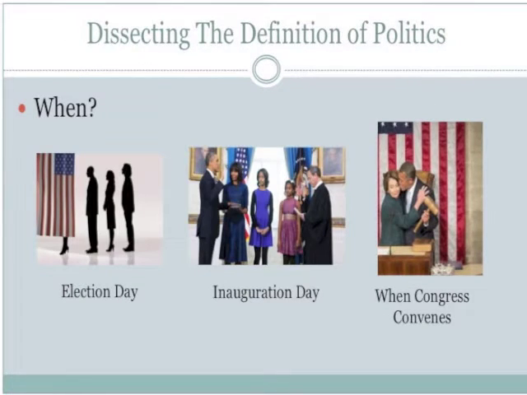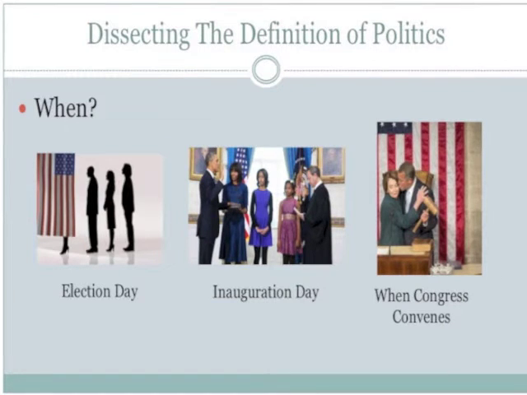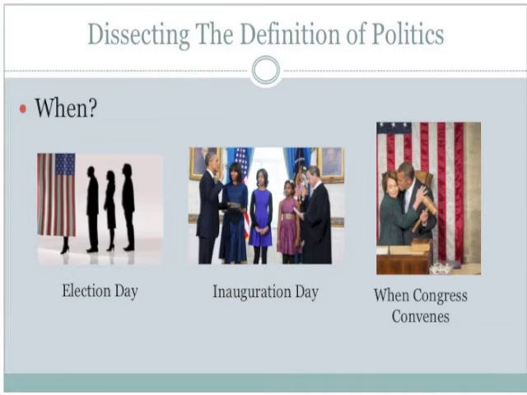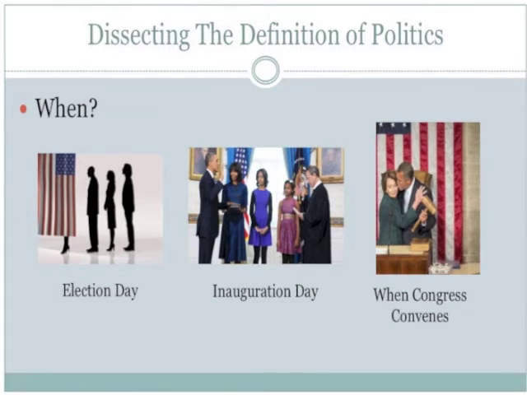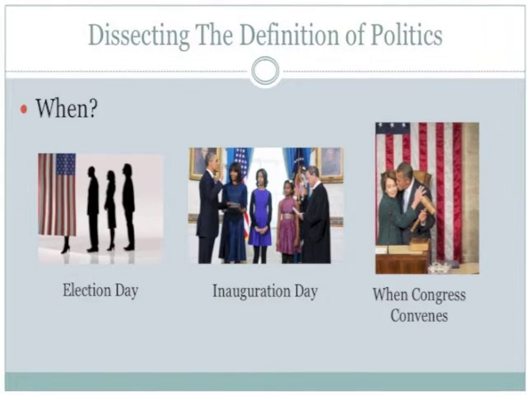The definition of politics also involves when power is wielded or when resources are distributed. For example, power can be determined on election day or after Congress convenes. This is an important part of the puzzle of politics because it helps identify the context for when those in power gained influence and when they did not.